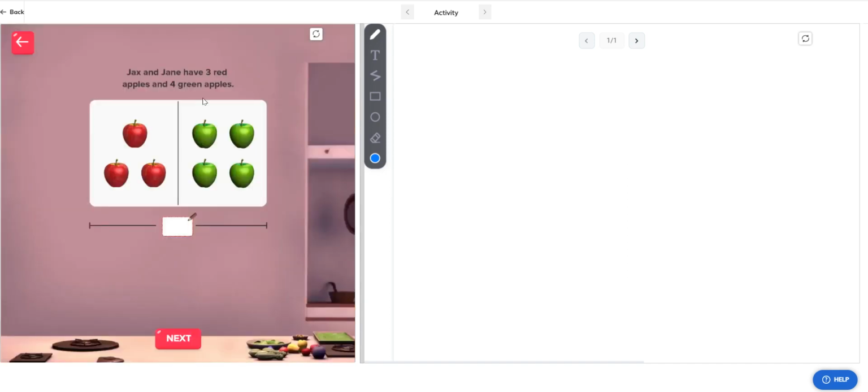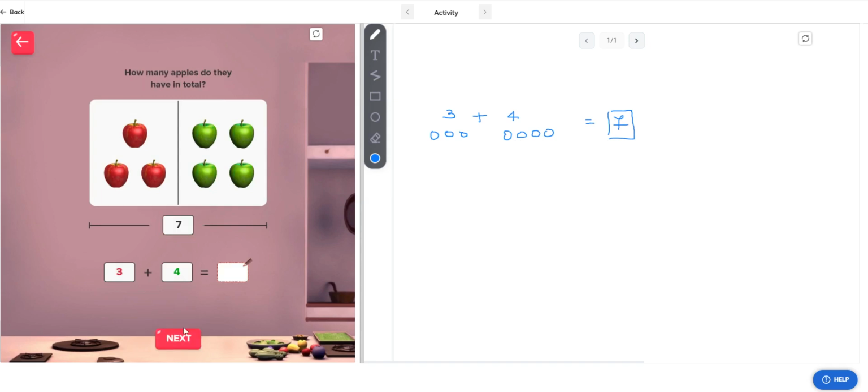Now, Jackson and Jane have 3 red and 4 green apples. That means how many total apples are we at? 3 red, right? So 1, 2, 3 plus 4, correct? So 1, 2, 3 and 4. If you count the total, 1, 2, 3, 4, 5, 6 and 7. So the total number of apples that Jackson and Jane both have is 7, right? 3 plus 4 equals 7.